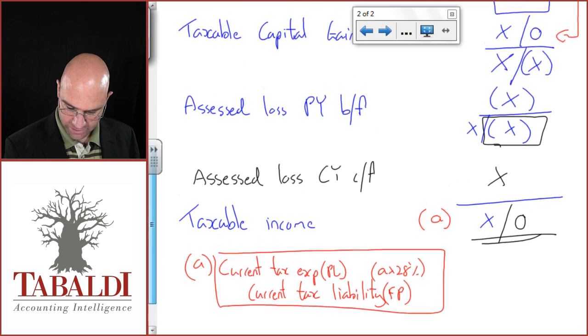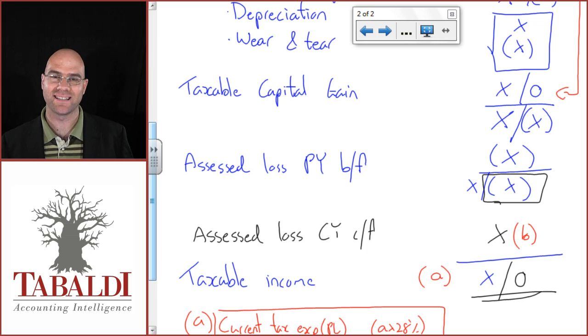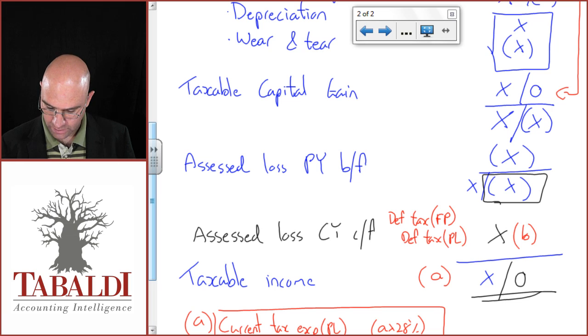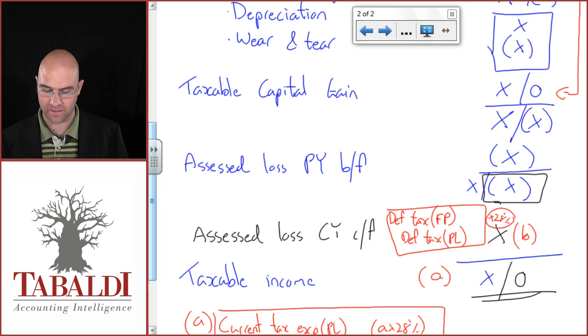In terms of my assessed losses, the assessed loss in the current year, let's term that journal B. Again, I would times that by 28%, but an assessed loss in the current year means that I have a future tax deduction, namely a future economic benefit, and that would give rise to a deferred tax asset. So deferred tax in financial position. The credit would go through deferred tax expense in profit and loss. Once again, we would times all of the amounts by 28% to get the tax expense effect.